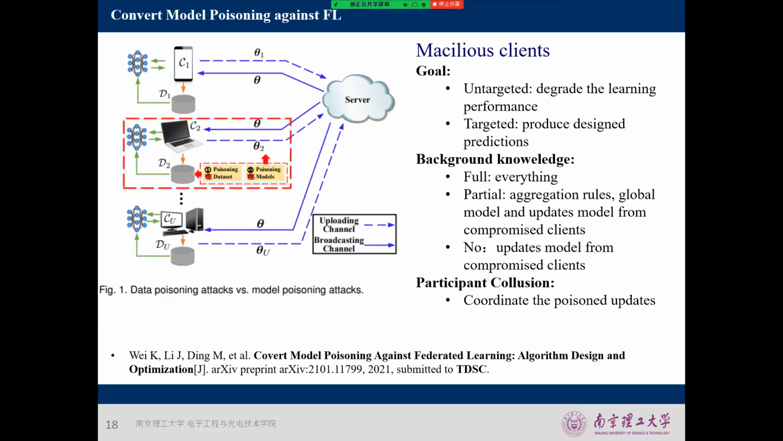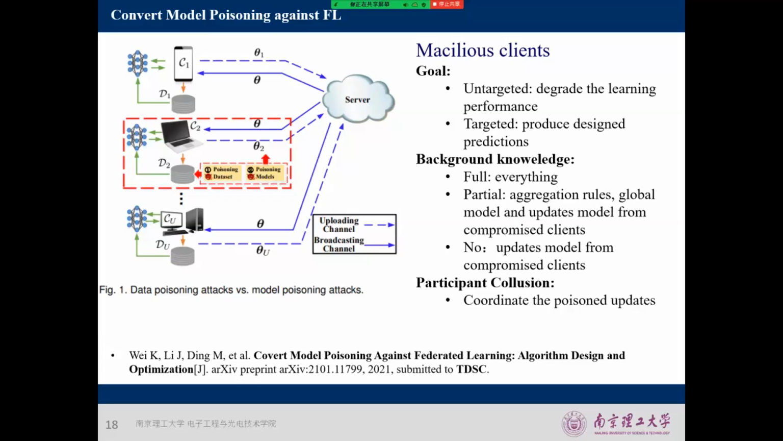In this work, we focus on attacking methods. We want to design attacking methods in federated learning. We first define some goals of the malicious client. For example, it has untargeted goals, and it also has targeted goals, where we can produce some designed predictions. We also define the background knowledge of the malicious client, like full background knowledge.